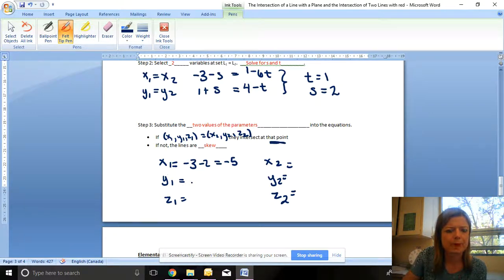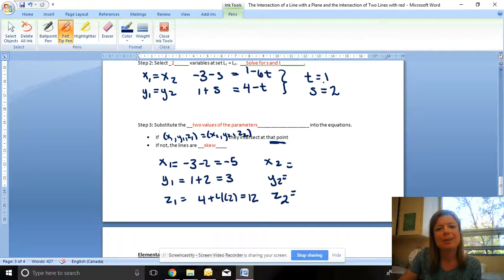Okay, I'm putting in the parametric equation. Again, for line 1, I'm putting in s, so I'm putting in 2. So 1 plus 2 is equal to 3. And then for z, I get 4 plus 4 times 2, which is equal to 12.